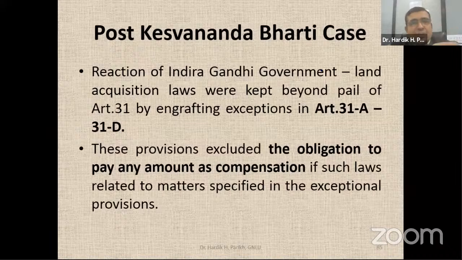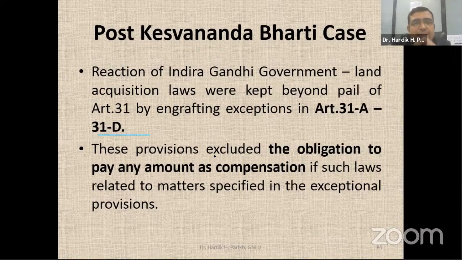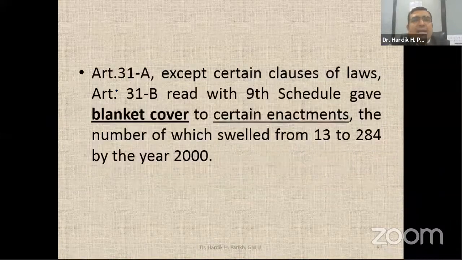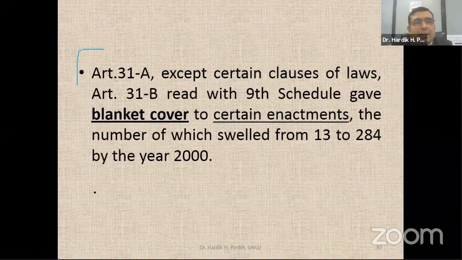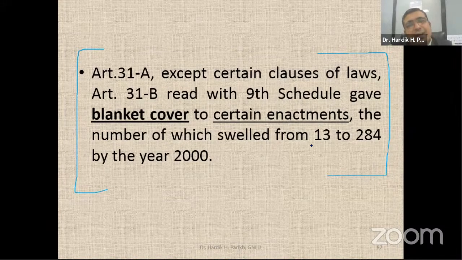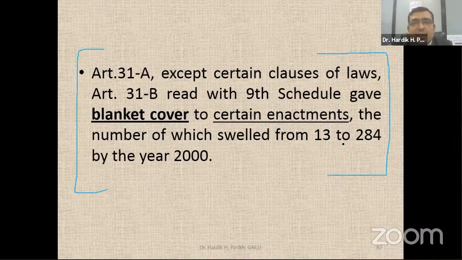So again, after the Keshavananda Bharati judgment, the Indira Gandhi government also made certain changes, and these changes were amending Article 31A and 31D. So these two things came, that obligations to pay compensation were also excluded by virtue of that. Article 31D has been repealed later on, and Articles 31A, B, and C again gave a blanket cover. And this is something important, that from the year 1951 till 2000, there are 284 laws added into Schedule 9.